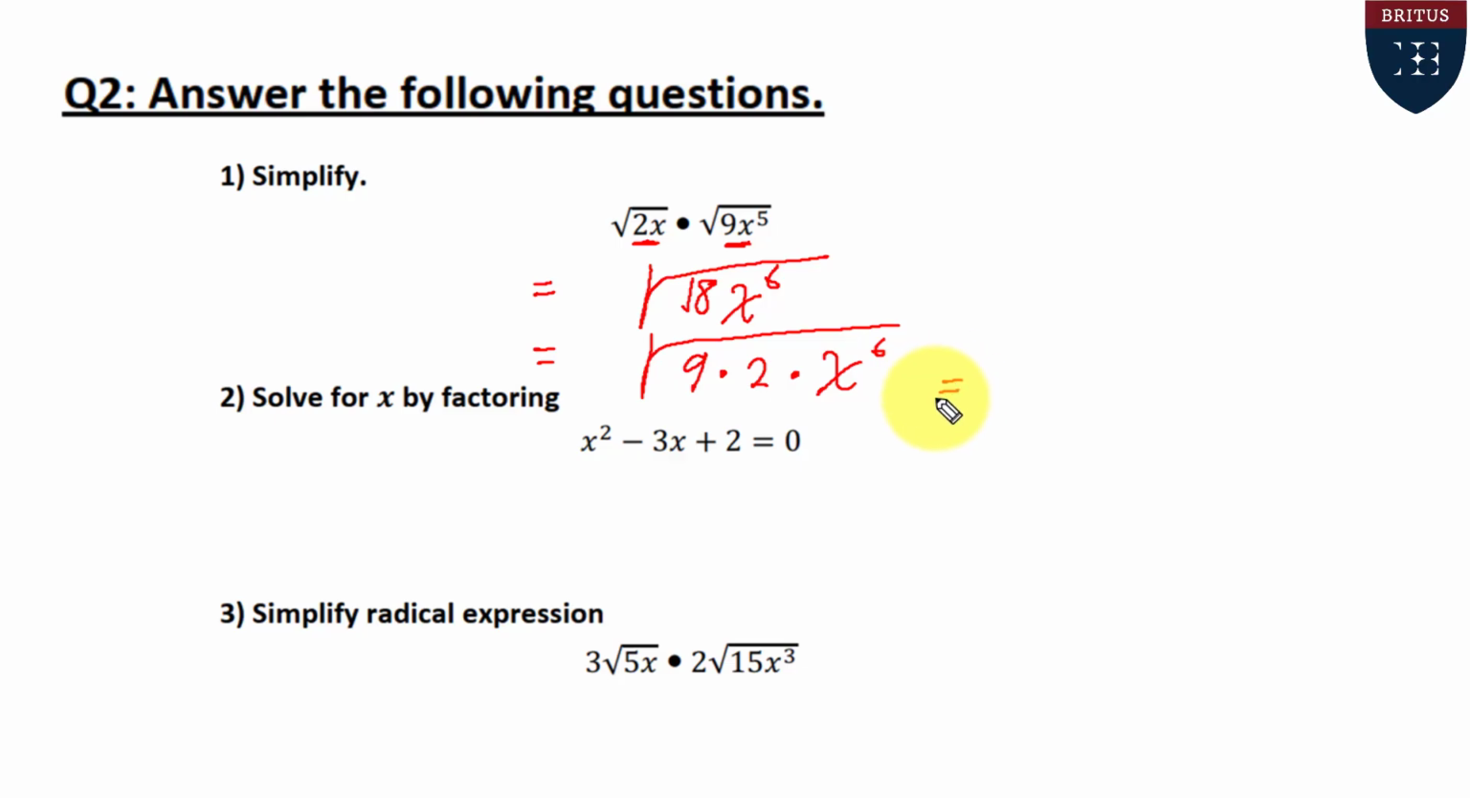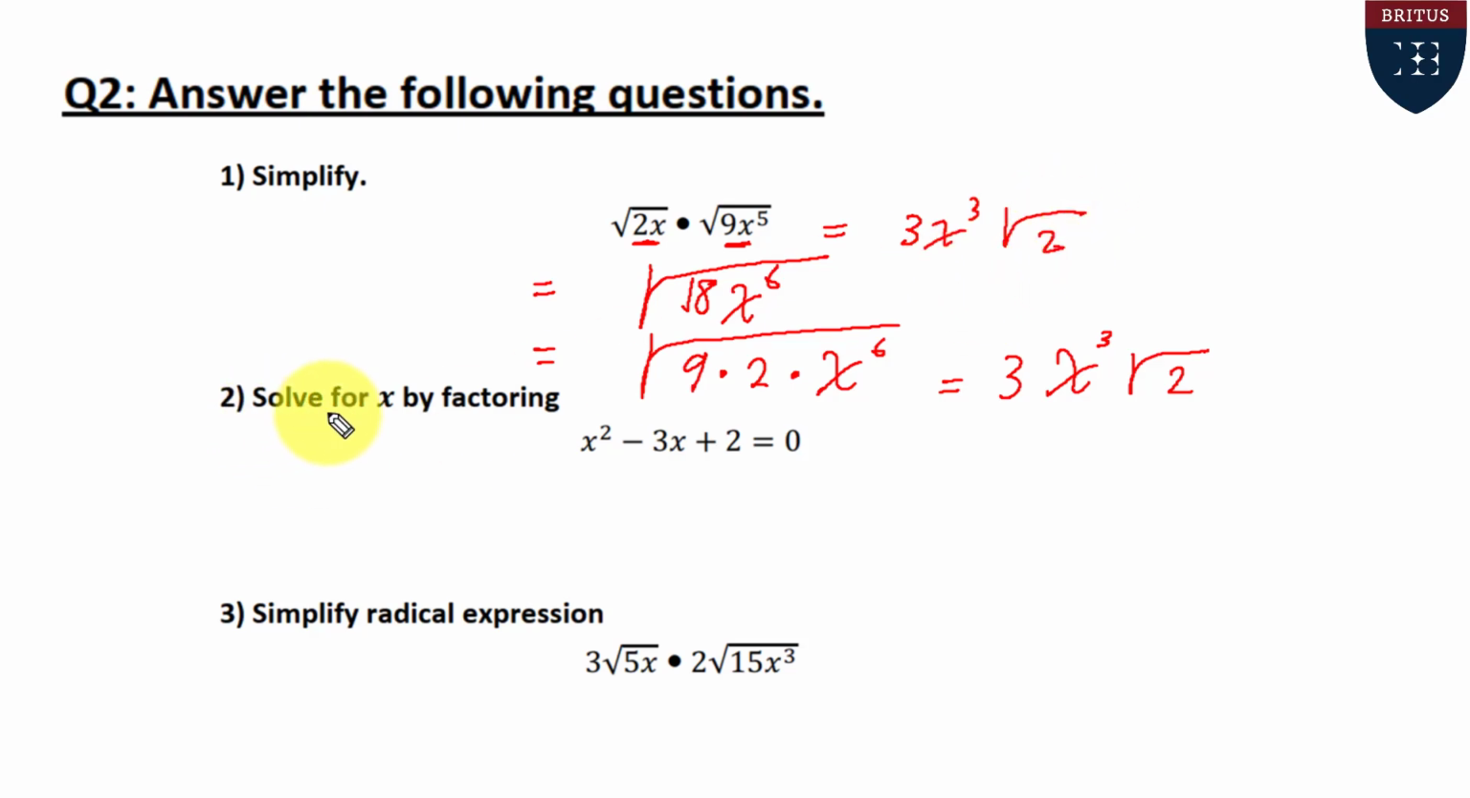So we get root 9 is 3. Root x raised to the power 6: just divide the exponent 6 by 2. So we get x cubed root 2. Now we can say that root 2x times root 9x raised to the power 5 is equal to 3x cubed root 2.